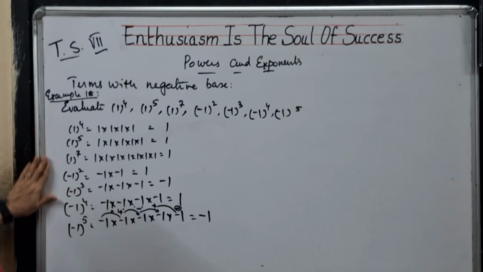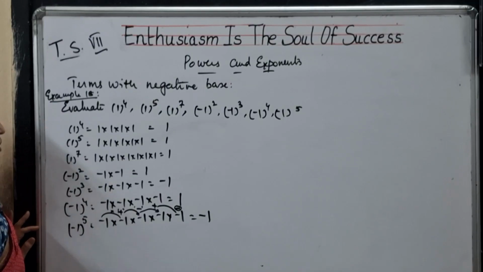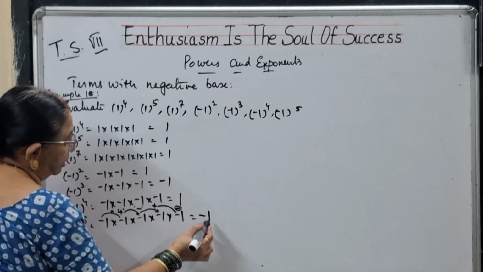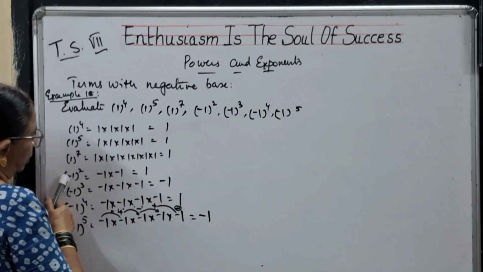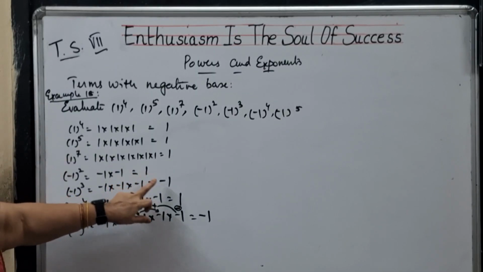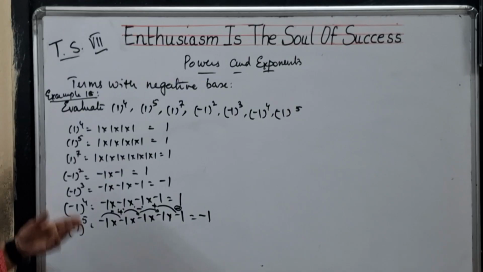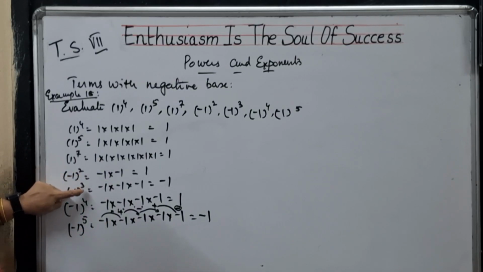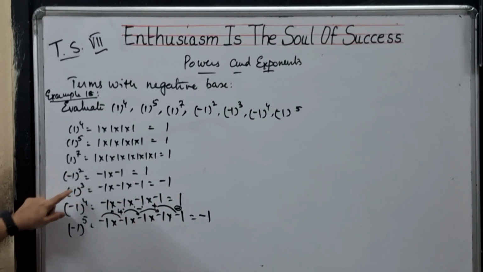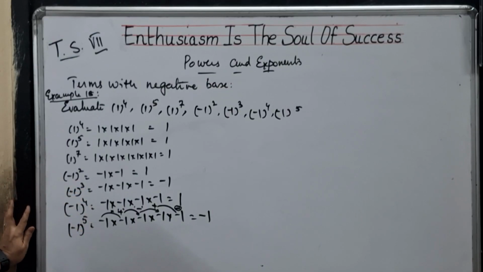So what are you understanding with it? We know that 1 multiplied any number of times, you are getting 1. But here you have got minus 1. Why? When you are taking negative values, sometimes you are getting positive, sometimes negative. When are you getting positive? When are you getting negative? Carefully observe the powers. If the power is 2 or 4, you are getting positive. If the power is 3 or 5, you are getting negative.